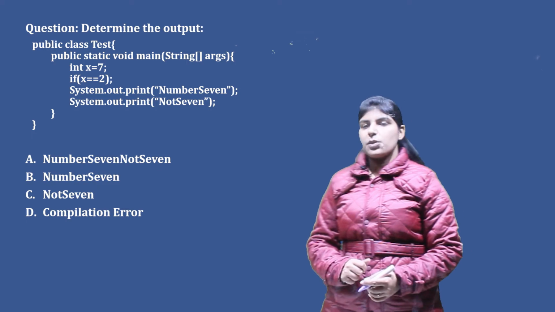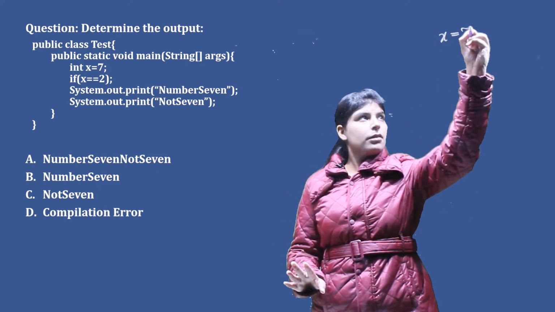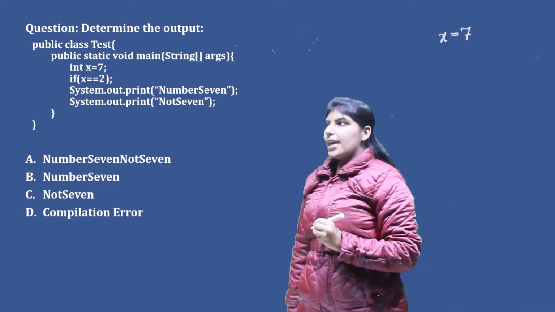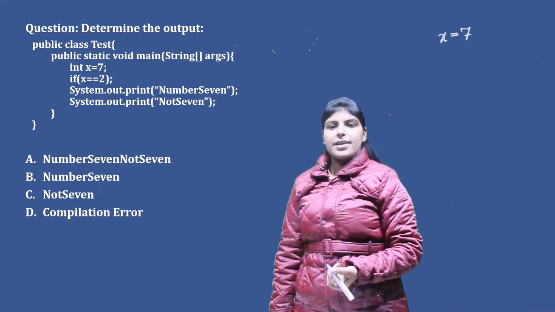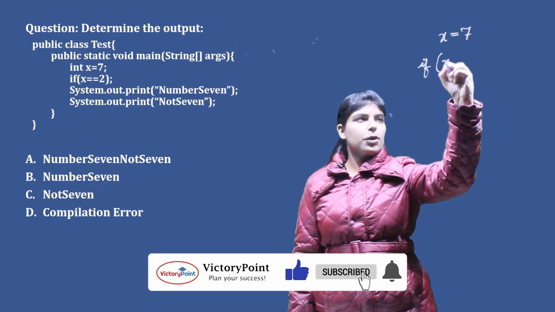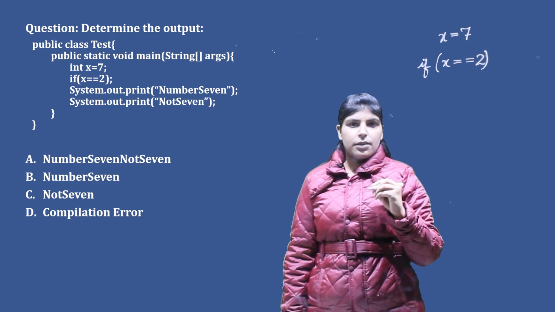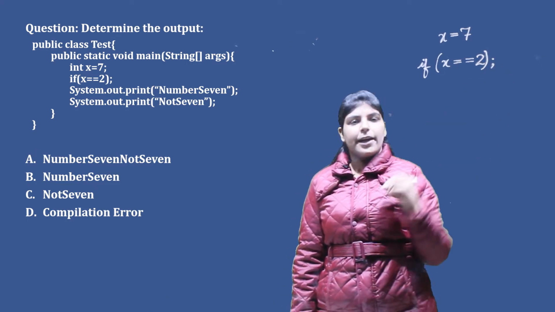Here I have an integer variable x whose value is 7. Next I have an if condition, that is if (x == 2). So now the condition is x equal to 2. So this condition is false, right? But there is a semicolon at the end of this.